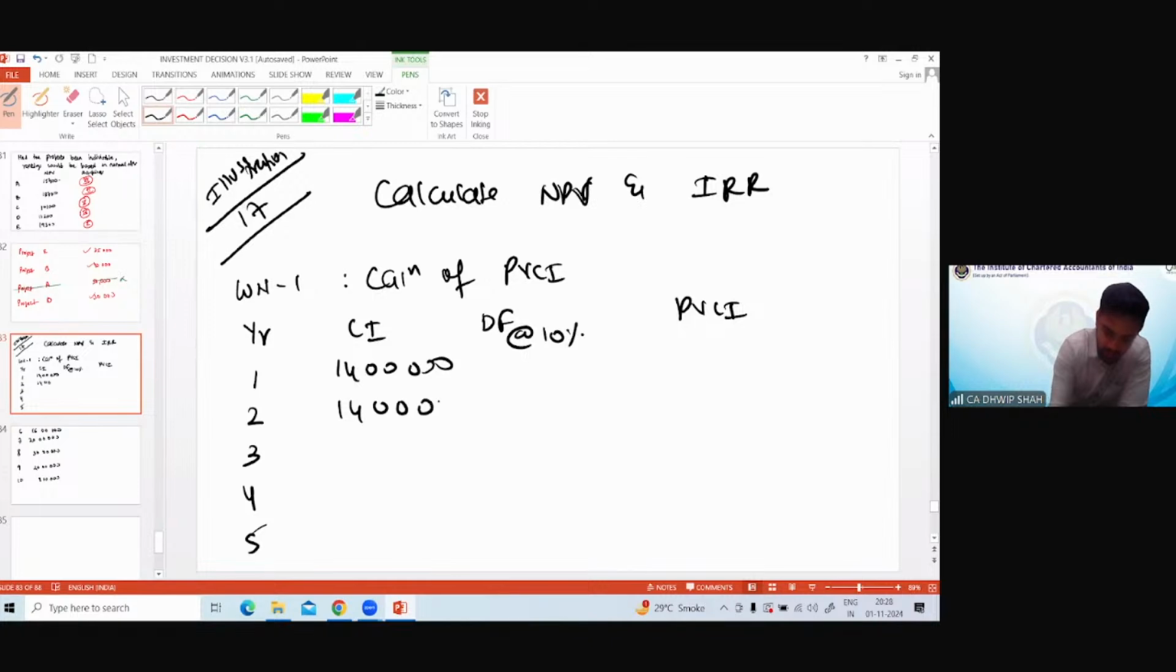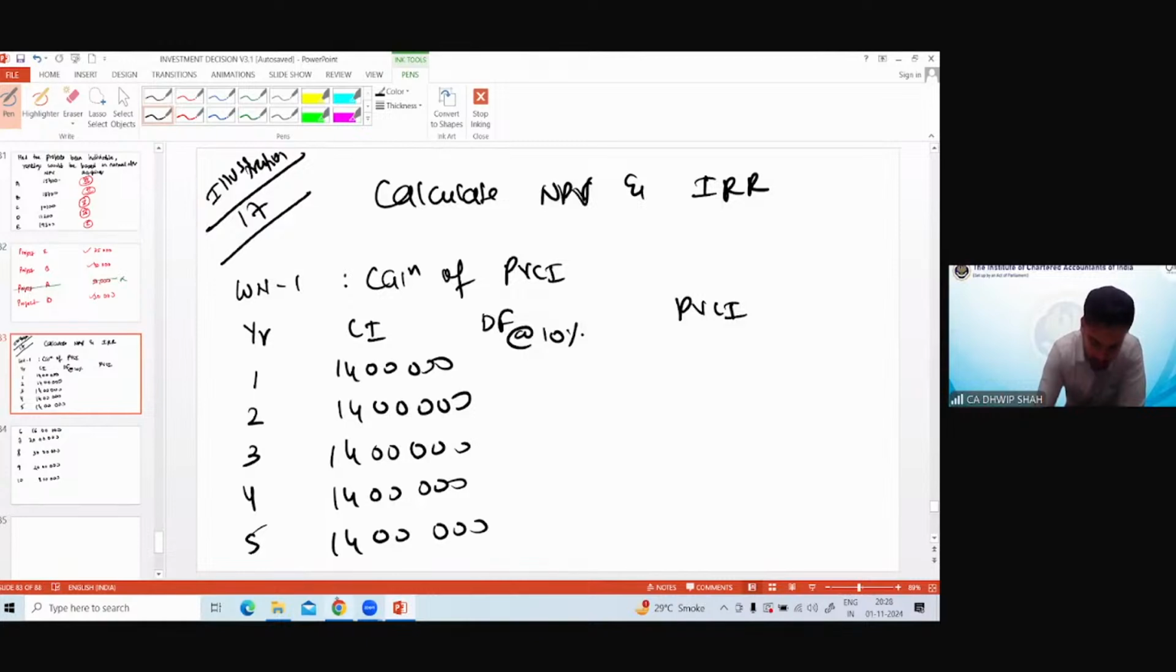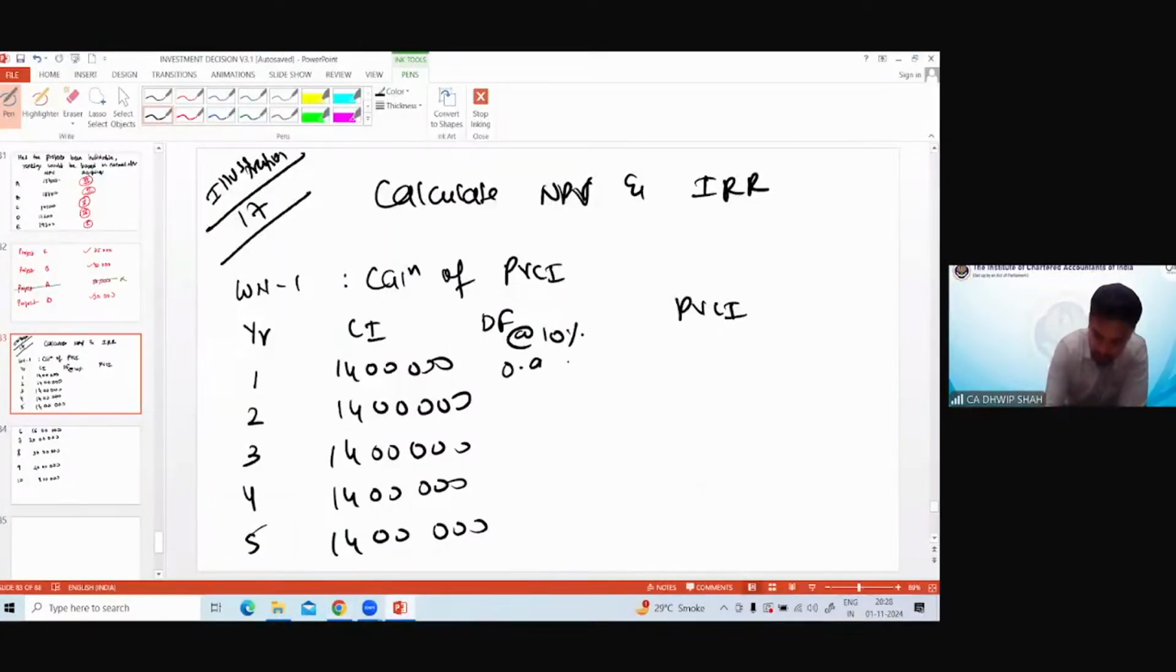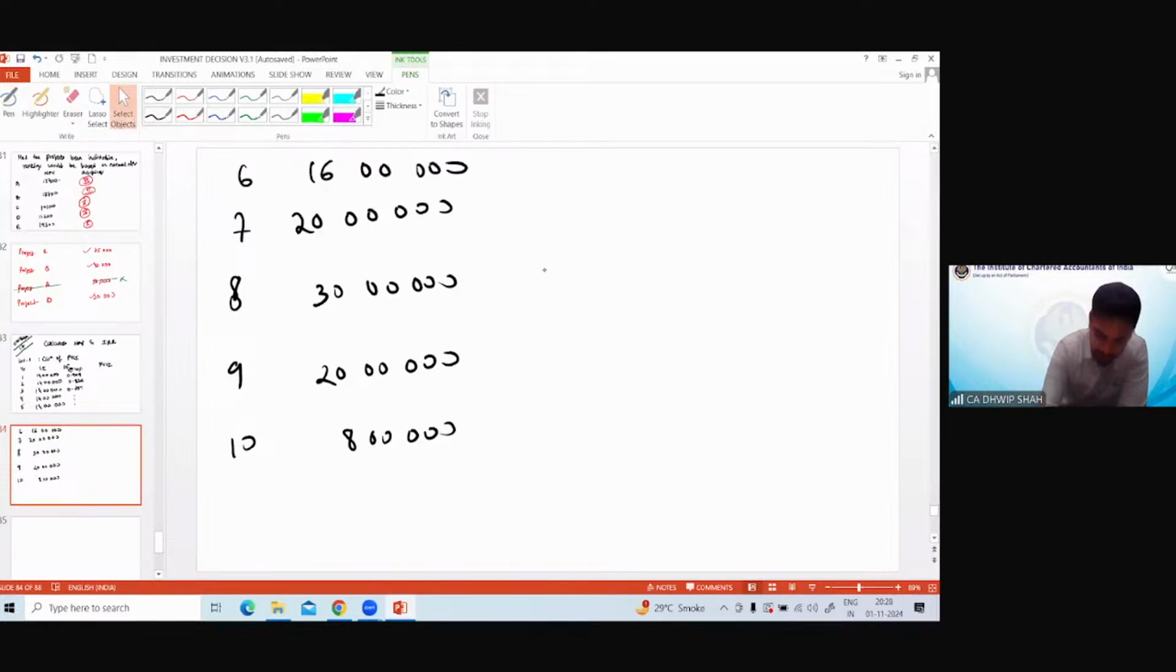Discounting factors are already given in the question, so use up to 3 decimals only. Whatever is given in the question, use that only. 0.909, 0.826, 0.751, and so on till year 10. Okay? So tell me this last figure, PVCI. After all the multiplication and addition, what is my PVCI coming to?